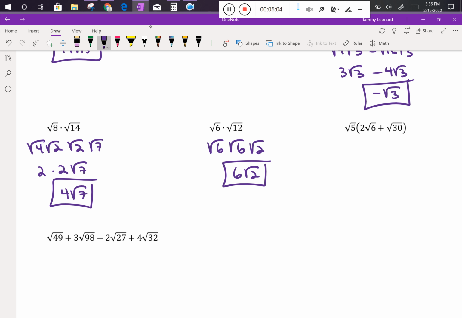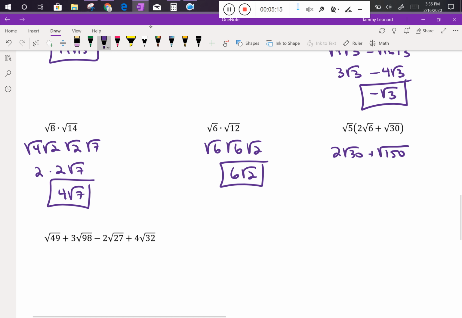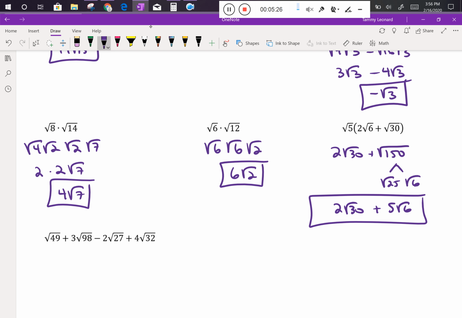So all I can do is distribute 2 root 30 plus root 150. Oh, but when I see that 150, that's divisible by 25. So this is the square root of 25 times the square root of 6. So I'm going to have 2 root 30 plus 5 root 6. That's the best I can do there.